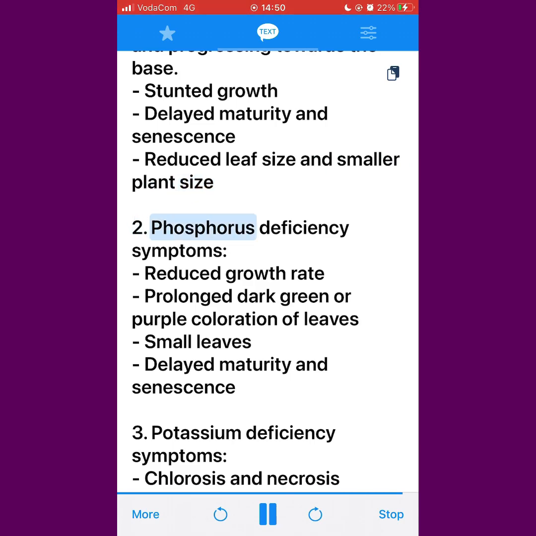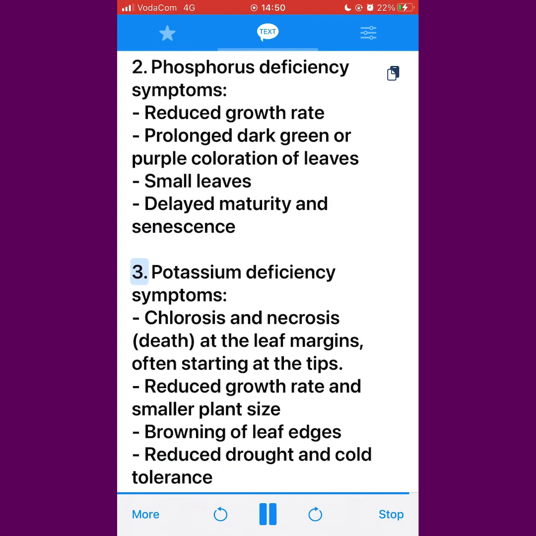2. Phosphorus deficiency symptoms: reduced growth rate; prolonged dark green or purple coloration of leaves; small leaves; delayed maturity and senescence. 3. Potassium deficiency symptoms: chlorosis and necrosis, death at the leaf margins, often starting at the tips; reduced growth rate and smaller plant size; browning of leaf edges; reduced drought and cold tolerance.